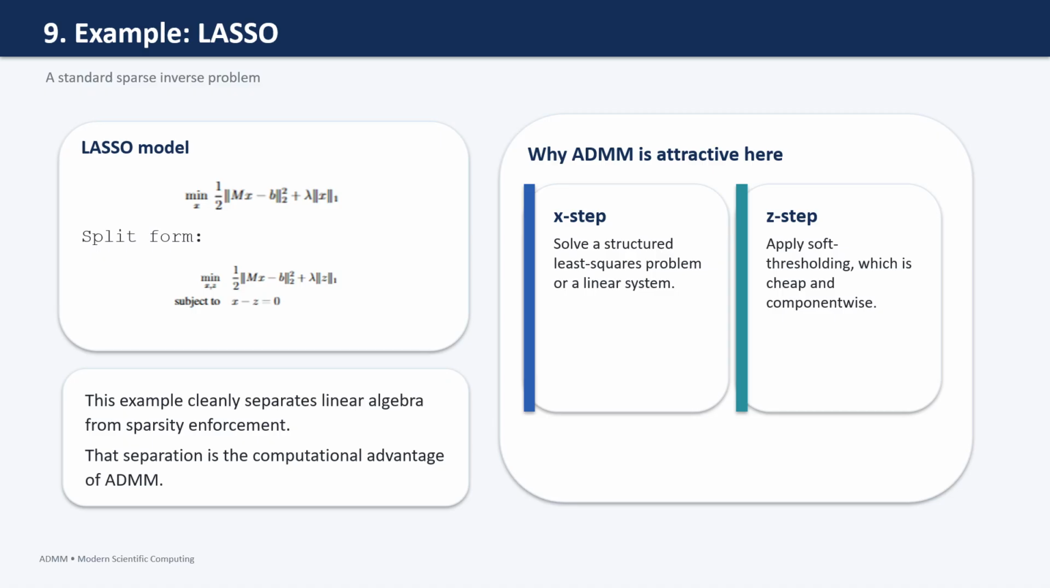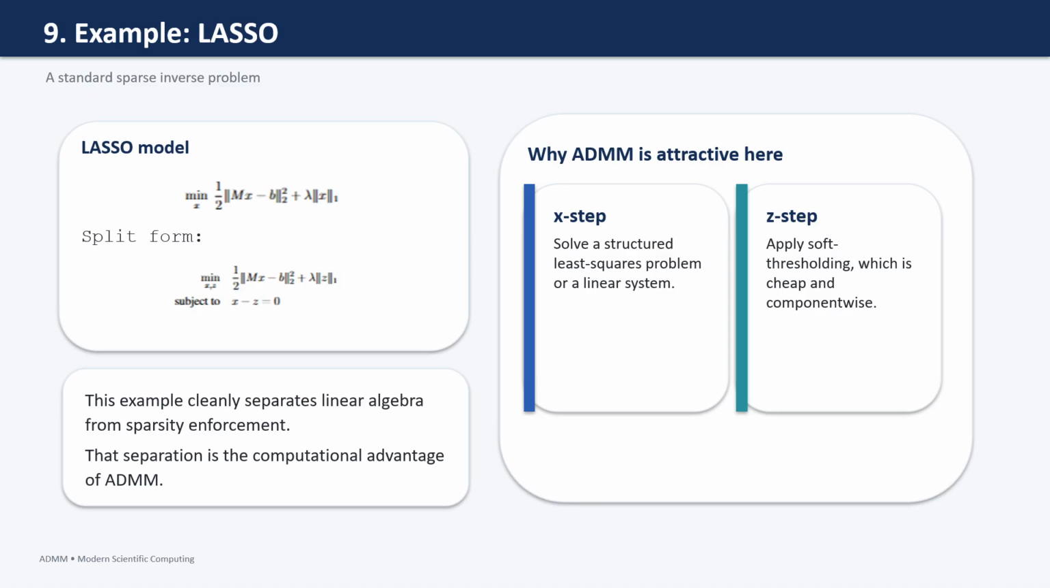So let's move on to a standard example of ADMM. A standard example is the lasso problem. Lasso stands for least absolute shrinkage and selection operator, and it's most commonly used in sparse regression and inverse problems. The basic form of the lasso model is seen to the left, along with the split form. It involves a least squares data fitting term that tries to make the model prediction Mx close to the observed data b. The second term, with lambda, is an L1 regularization term that promotes sparsity in x, meaning that it encourages many components of x to become 0.